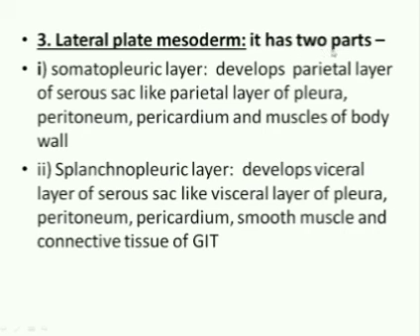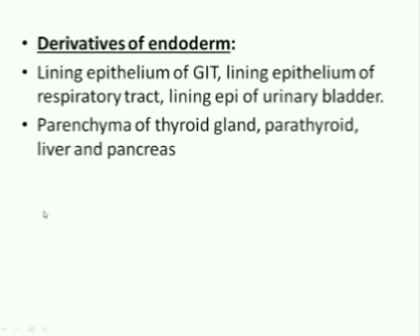Lateral plate mesoderm has two parts, the somatopleuric layer and the splanchnopleuric layer. The somatopleuric layer develops the parietal layer of the serous sac, like the parietal layer of the pleura, peritoneum, pericardium, and muscles of the body wall. The splanchnopleuric layer develops the visceral layer of the serous sac, like the visceral layer of the pleura, peritoneum, pericardium, and smooth muscle cells and connective tissue of the gut.